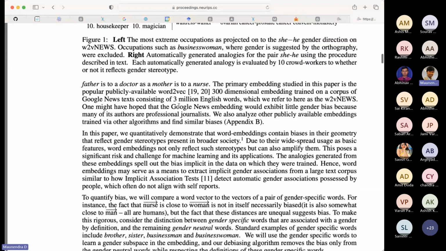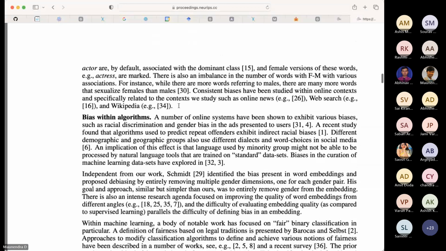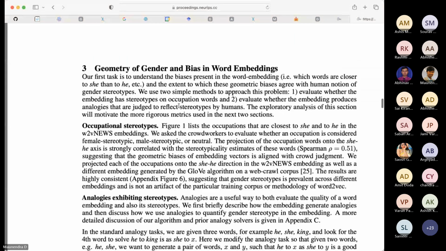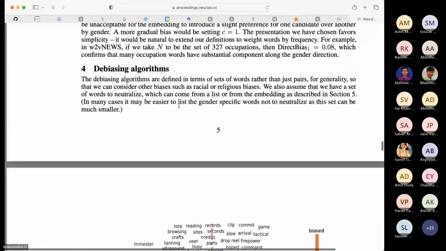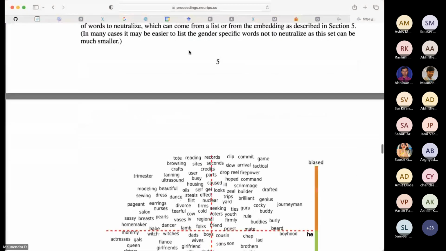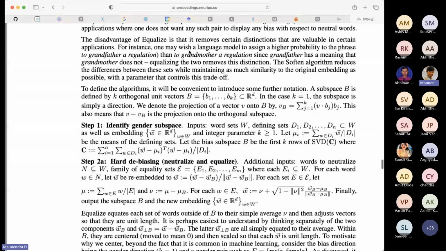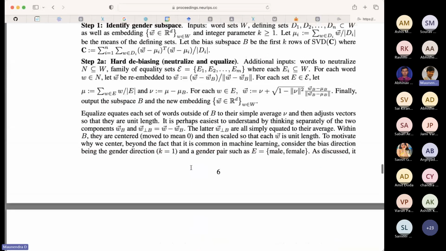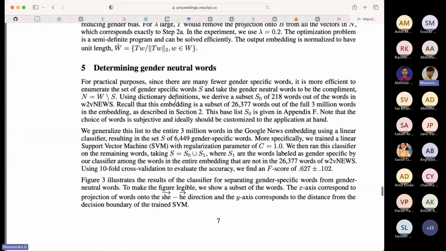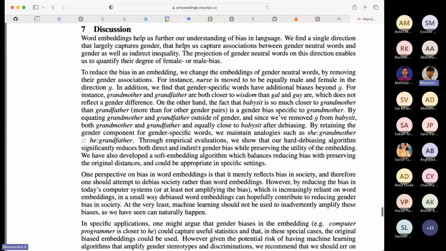So here you have the list. There is the explanation regarding the eigenvalues, and these are for debiasing algorithms and so on. There are many things which you have skipped, like determining gender neutral words, debiasing results.